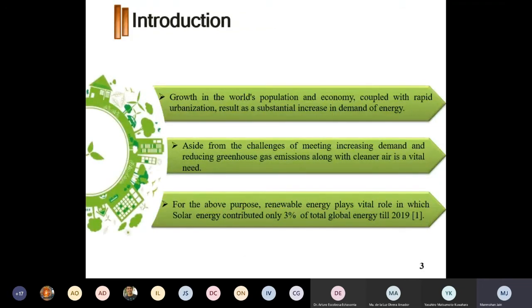As we know, the world's population is increasing day by day, due to which the demand for energy is also increasing very rapidly. Besides, it is also a very important issue to reduce greenhouse gas emission. For this purpose, renewable energy can play a vital role to gain both of these goals. If we see the contribution of solar energy till 2019, it is only 3% of total global energy.